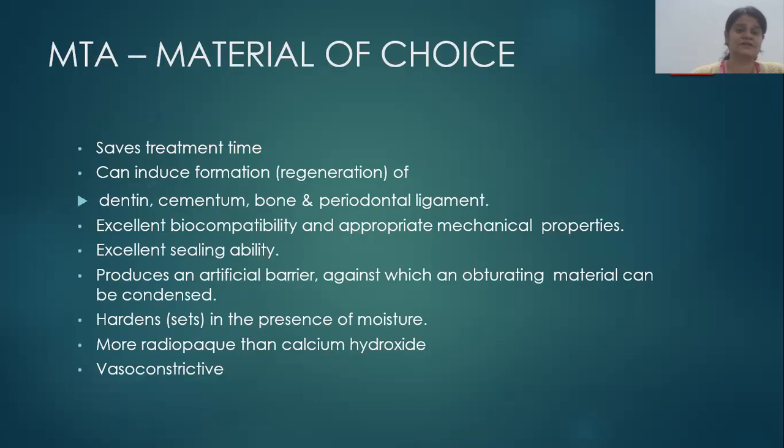Because of these serious disadvantages of calcium hydroxide, MTA has become the material of choice because it saves a lot of time in the treatment and can induce formation of dentin, cementum, bone, and even periodontal ligament. It has excellent biocompatibility, appropriate mechanical properties required for the procedure, excellent sealing properties, and produces an artificial barrier against which an obturating material can be condensed easily. It hardens or sets in the presence of moisture, so there is no need to worry about a blunderbuss canal or a canal where absolute dryness cannot be achieved.